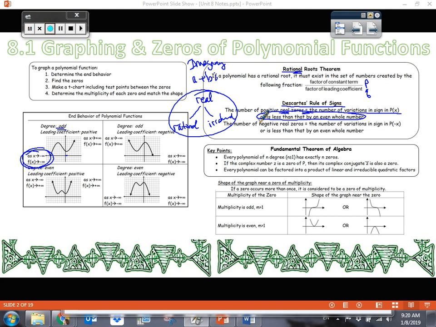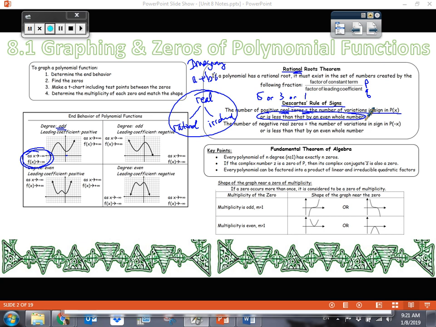So let's say we have 5 variations in sign. That means we have 5 positive real zeros, or we have 3, or we have 1. Why? Well, let's look at this possibility. I could have 5 real zeros. That's possible. Or I could have 3 real zeros and 2 imaginaries. Or I could have 1 real zero and 4 imaginaries. Do you see why we have to go down by a factor of 2? Because we don't know if we have imaginaries or not. This is taking into account what if we have imaginaries. That's why we have this "or is less than by an even whole number," which usually just totally confuses students. But that's why.